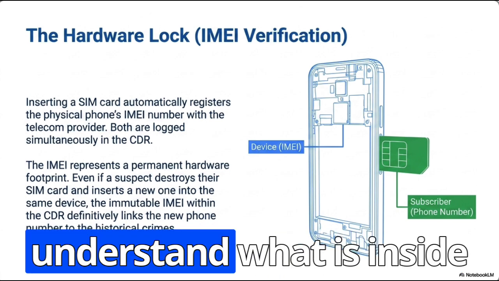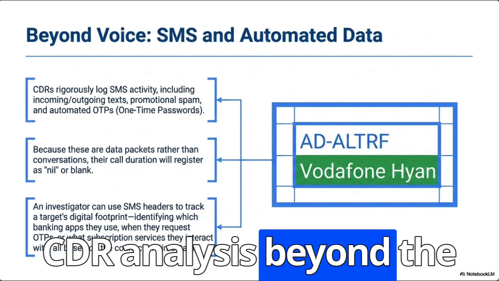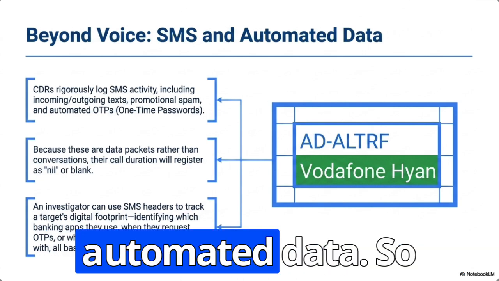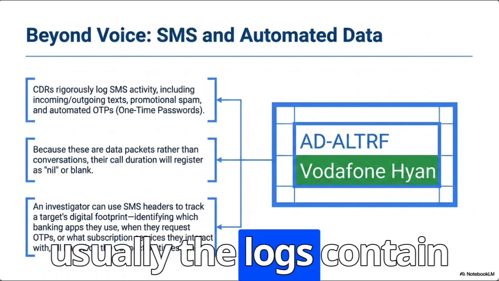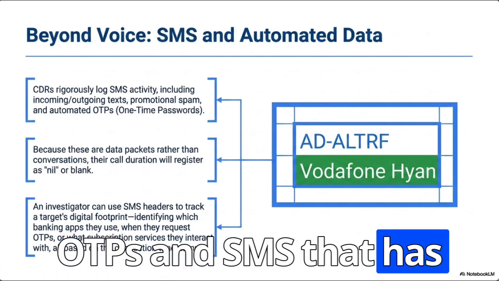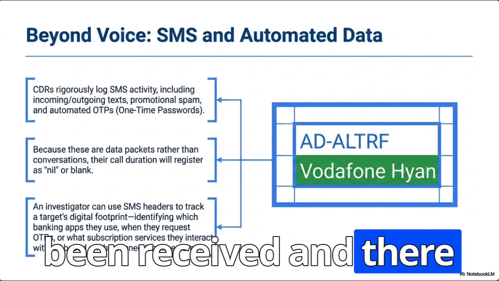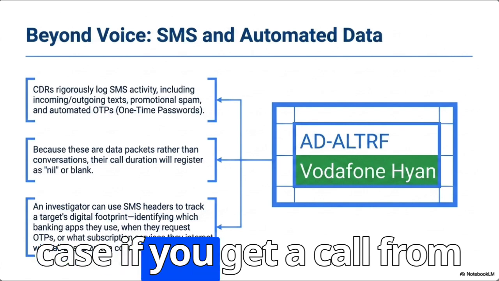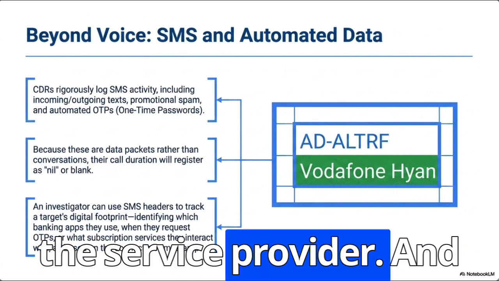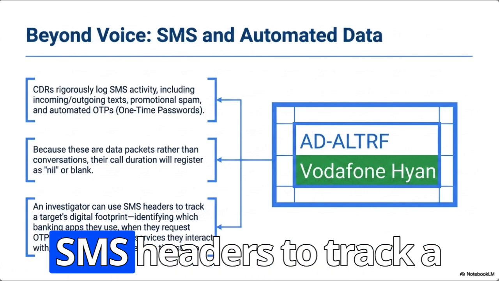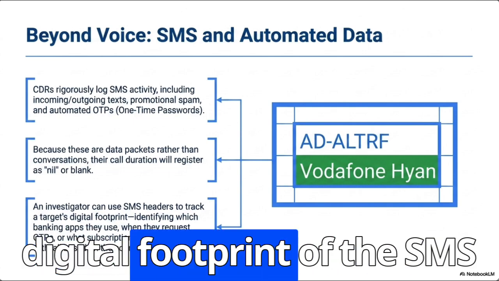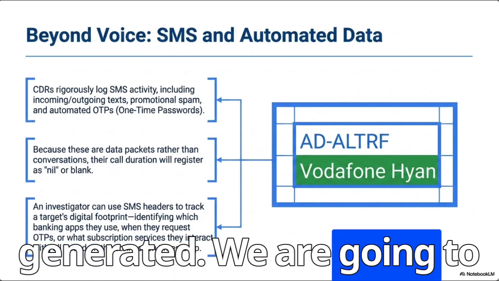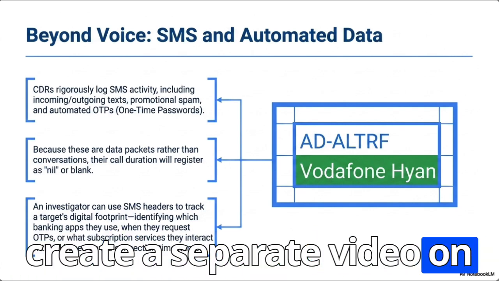Now let's try to understand what is inside CDR analysis beyond the voice. CDR analysis also contains SMS and automated data. Usually the logs contain OTPs and SMS that have been received, and there will be some packets like nil or blank packets in case you get a call from the service provider. An investigator can use the SMS headers to track a digital footprint of the SMS, or from where the OTP is generated. We are going to create a separate video on OTP headers.